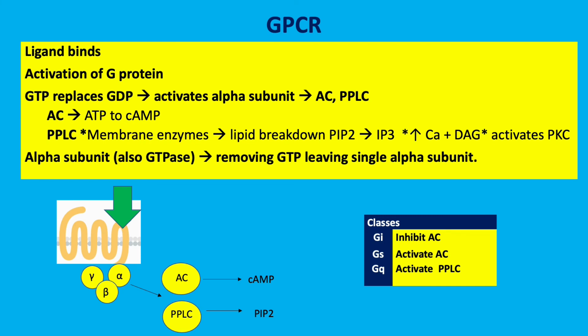Broadly speaking, G-protein coupled receptors have 3 subtypes. Gi: binding of the ligand to the receptor causes inhibition of adenyl cyclase and therefore reduces levels of cyclic AMP. Gs causes the converse, so activation of adenyl cyclase on binding of the ligand, and conversely Gq, which activates phospholipase C, enhancing the levels of both IP3 and DAG.